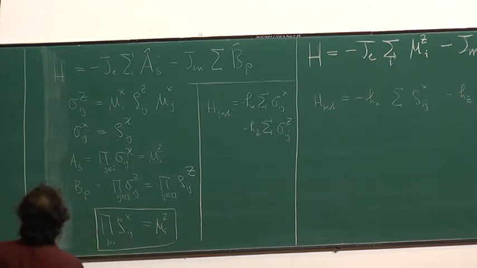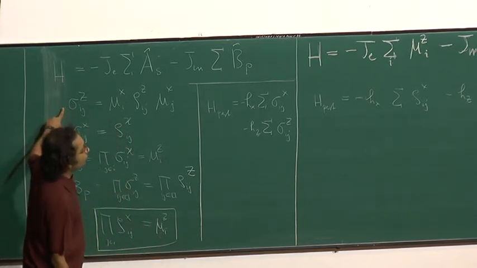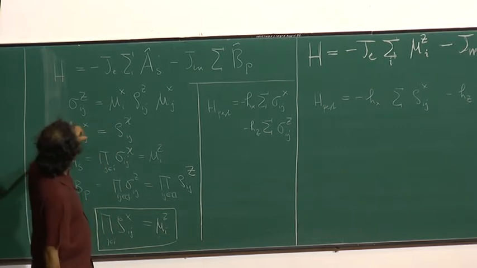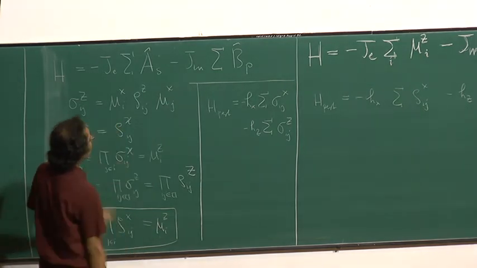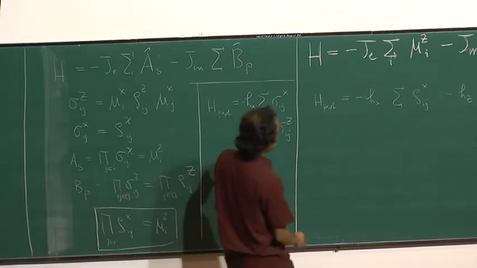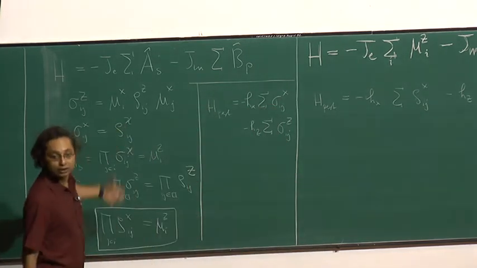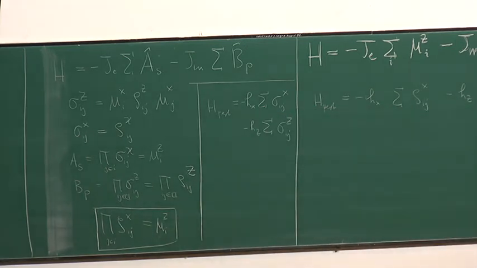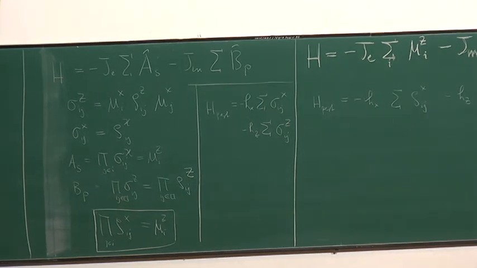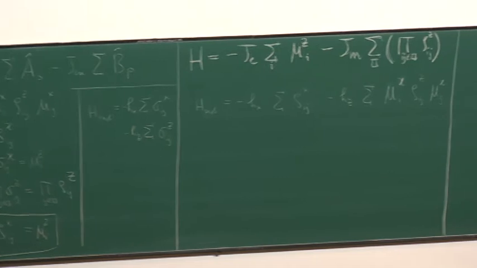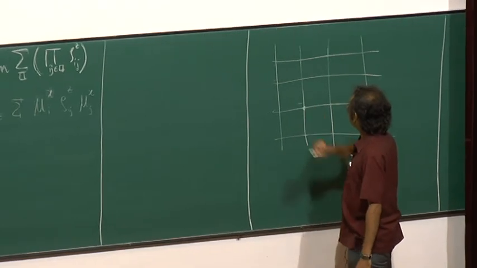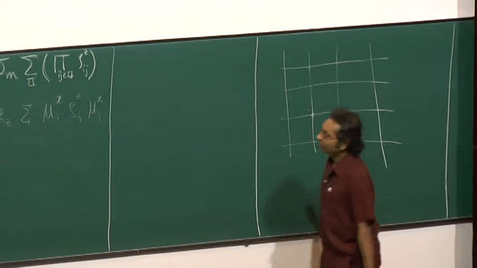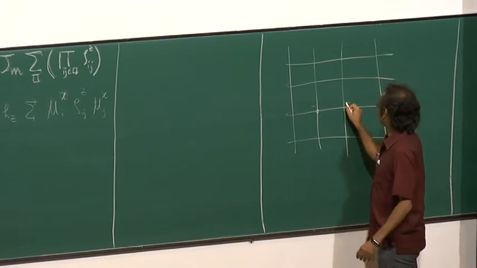Okay, so let me tell one more thing about these operators. As we know, sigma creates two electric charges, and this is a gauge field that's in between. So suppose I wanted to create one electric charge here. I flip the mu z, which is plus 1 for the ground state, and I create the electric charge here. And if I operate it on this bond, I also create an electric charge here.